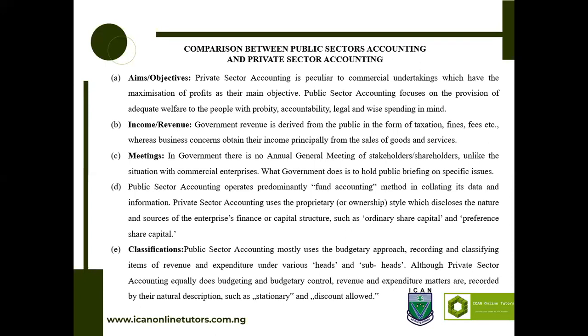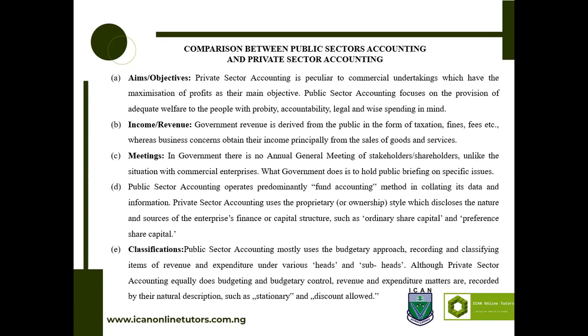We have income or revenue. What are the sources of public sector income, and what are the sources of private sector income? Please take note of this. The examiner may ask us to state this in tabular form.